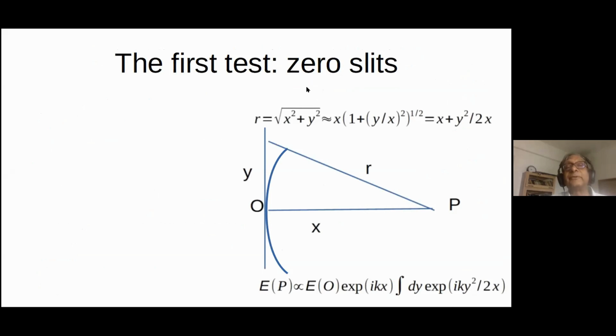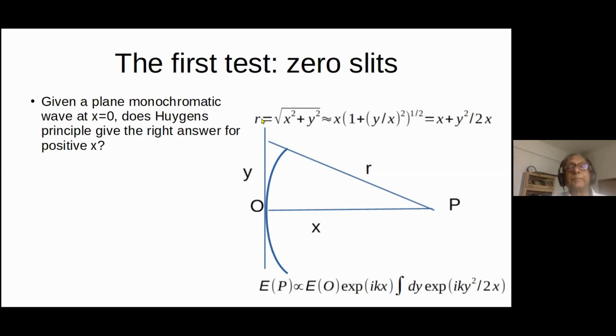What do you mean by zero slits? There is no slit. You just have a plane wave, e to the i kx. In fact, the ky could be zero, so it's just e to the i kx, which means on this plane the phase is a constant. And the phase of the electric field is a constant. Now I want to know what happens at P.